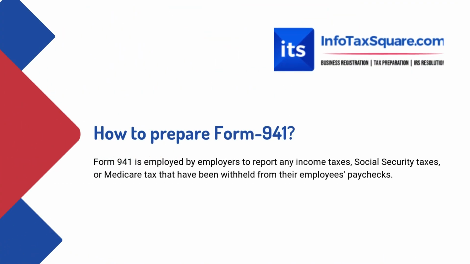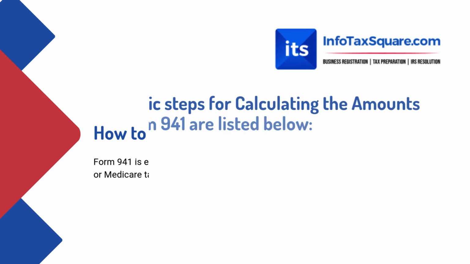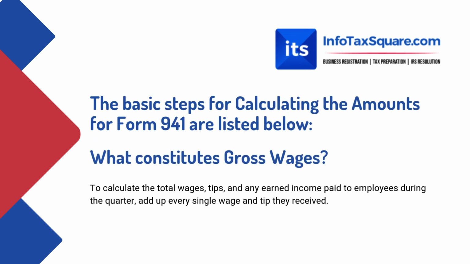And now, how to prepare Form 941. Form 941 is filed by employers to report any income tax, Social Security taxes, or Medicare taxes that have been withheld from their employees' paychecks. What constitutes gross wages? As I just mentioned earlier, to calculate the total wages, tips, and earned income paid to employees during the quarter, add up every single wage and tip they receive.